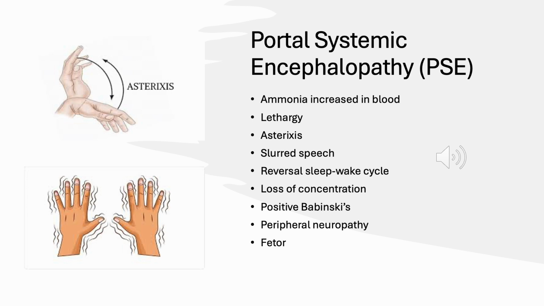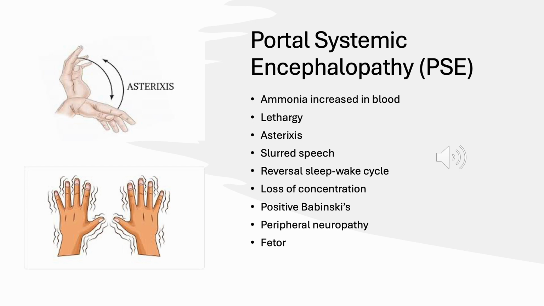They're going to have something called asterixis, and that is called liver flap. It's flapping of the wrists. They will have slurred speech. People sometimes think they're still drinking, and they're not. Early sign is reversal of a sleep-wake cycle. So they're up all night and sleep all day, and they don't work nights. Loss of concentration, like people that enjoy crossword puzzles suddenly can't enjoy them anymore.